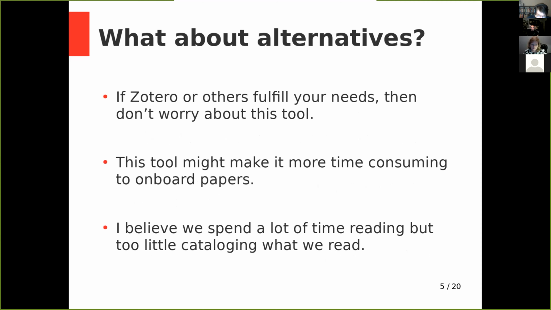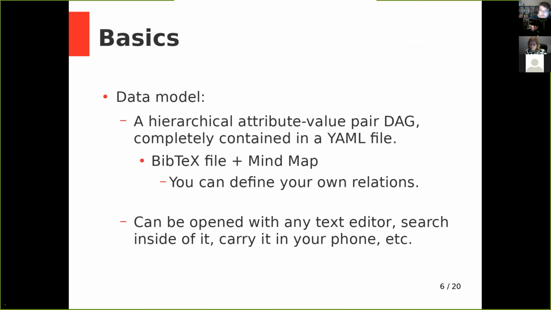This one in particular asks you for more information than other tools. The idea is to spend not so much time reading, but also a little more time cataloging things. And the basics is that everything goes into a data model that is just one file. It's a YAML file. And you can think of this YAML file as a BibTeX file plus a mind map. But the beautiful thing is that it's just a text file. You can open it in a text editor. You can carry it in your phone. You don't need to have search functionality over that file beyond what you can search using a text editor.